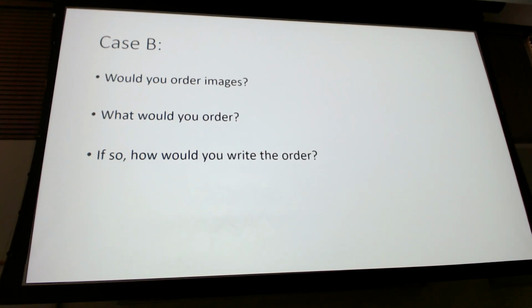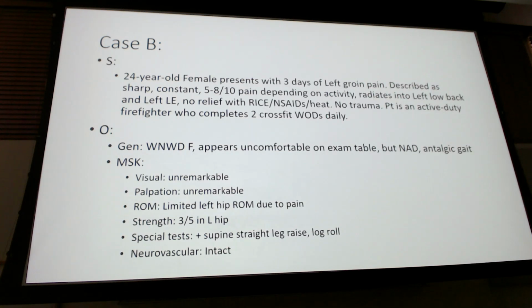Yes. What would you order? X-rays. What kind? What body parts? Okay. So are you getting bilateral? Are you getting single? What would you do for a hip? You can get bilateral. That'd be okay. You'd also be okay getting just the left hip.